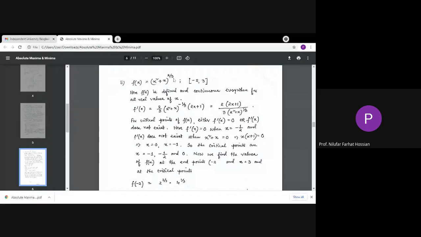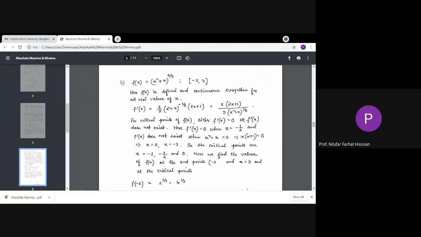That means 2 by 3 into (x squared plus x) to the power 2 by 3 minus 1, it means -1 over 3. And you have to find the derivative of this inner part again. What is the derivative of this inner part? It will be 2x plus 1. So it should be multiplied by this 2x plus 1. So ultimately it becomes 2 into (2x plus 1) divided by 3 into (x squared plus x) whole to the power 1/3.